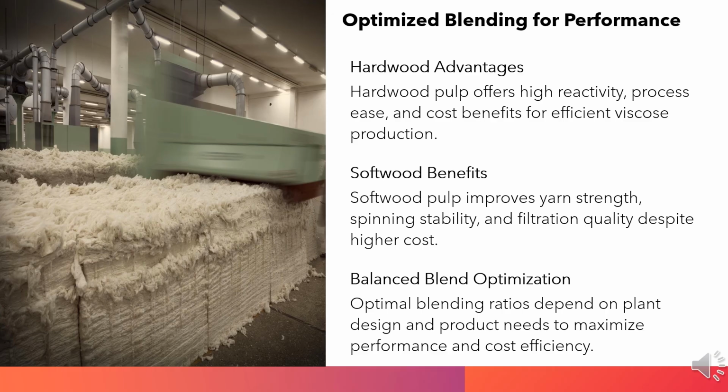The ideal blend ratio varies based on plant design, product requirements, and operational conditions, but the objective remains the same: to achieve optimal reactivity, viscosity, mechanical performance, and cost efficiency. This balanced blending approach represents standard industrial practice for delivering high-quality viscose fibers.